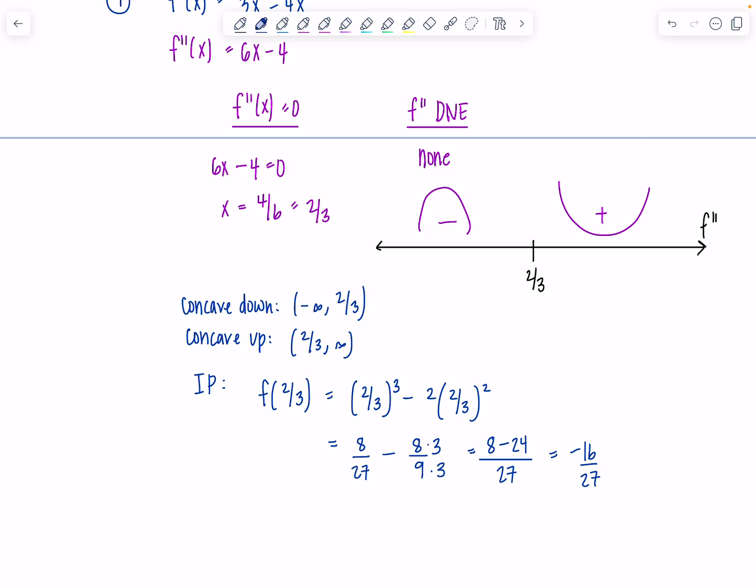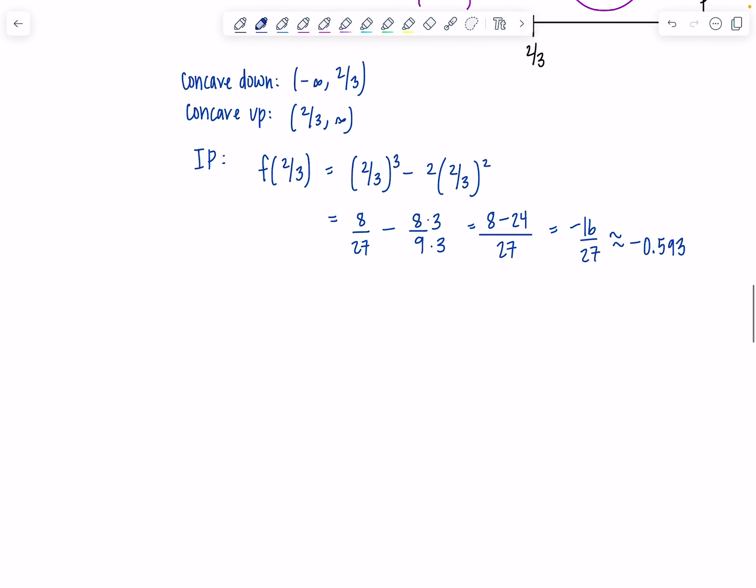And that's as reduced as it gets, which is approximately negative 0.593. Okay, so keep that in mind. That way when we graph it, we'll be ready to go. We have to put all of this together, and now we're ready. Okay, so let's just make a list. I usually like to just put together everything that I have from the beginning.